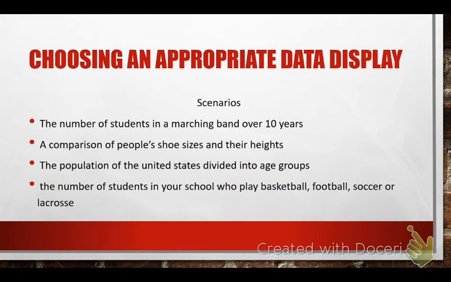All right, so now you have scenarios. Which data display would be best for the following scenarios? The number of students in a marching band over 10 years. I just want you to write your answer to start, and then we'll go through and share answers. Yeah, you could do them all. Honestly, I just want you to take a minute and answer them. Just give it your best guess based on the clues that we talked about. Each data display kind of targets this area.